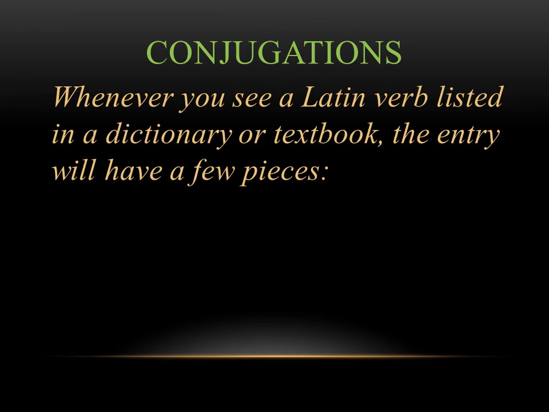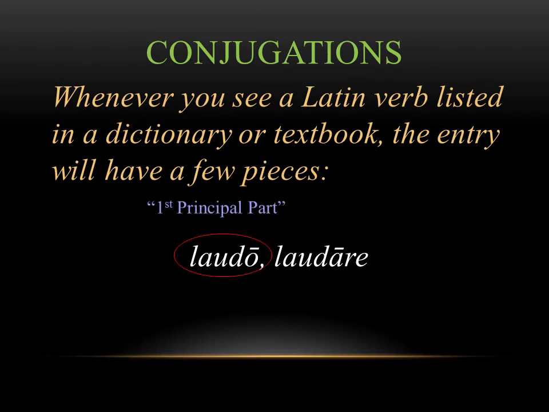Whenever you see a Latin verb listed in the dictionary or in your textbook, the entry is going to have a few different pieces. So for instance, if you had the verb laudare, it would be listed like this: laudo, laudare. The first part is what we call the first principal part. Laudo is the first person singular, meaning I praise.